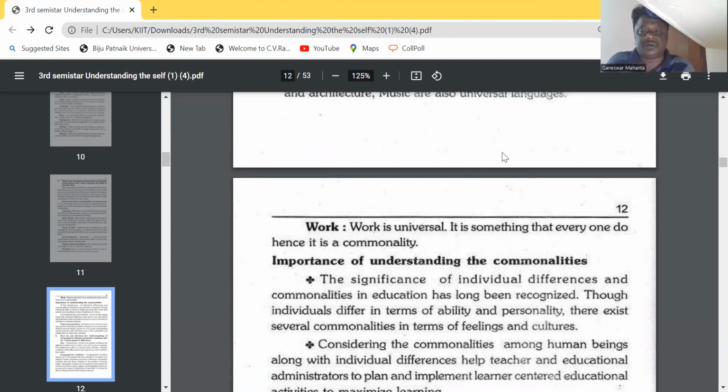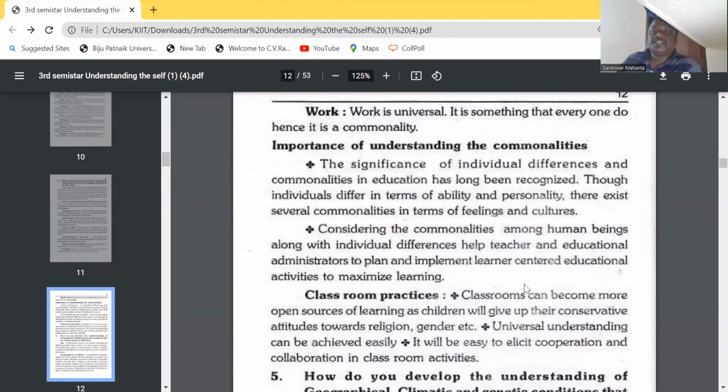Importance of understanding the commonalities. The significance of individual differences and commonalities in education has long been recognized. Though individuals differ in terms of ability and personality, there exist several commonalities in terms of feelings and cultures. Different people have different feelings, abilities, and personalities. Considering the commonalities among human beings, along with individual differences, helps teachers and educational administrators plan and implement learner-centered educational activities to maximize learning.